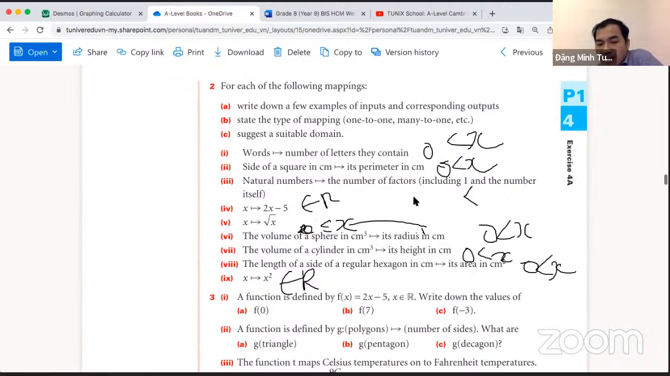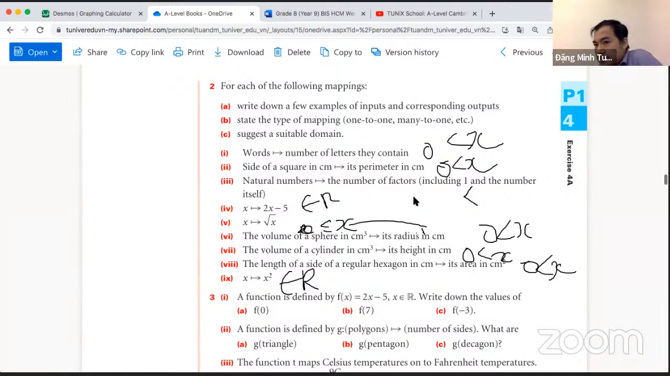f(0) just means x equals 0. f(7) means x equals 7. f(-3) means x equals -3. So you can substitute x equals -3 into the form 2x minus 5 and find out f(-3). Furthermore, for f(0), we substitute x equals 0. That means f(0) equals -5. So f(0) equals -5.